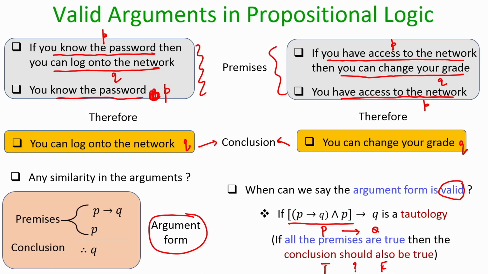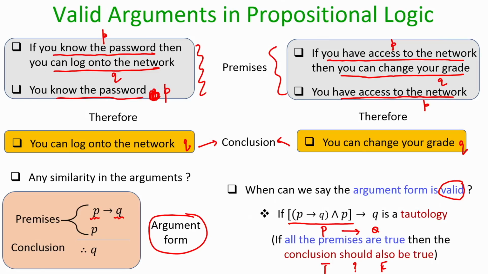Why I am interested in argument form here is that if I know how to verify whether a given abstract argument form is valid, then it does not matter how I instantiate my variables P, Q and so on. My P could be the statement if you know the password, my Q could be you can log on to the network, my P could be if you have access to the network, my Q could be you can change your grade and so on. If I know that this abstract form is valid, then irrespective of the exact statements which I substitute for P, Q, my overall corresponding English language argument will be valid.